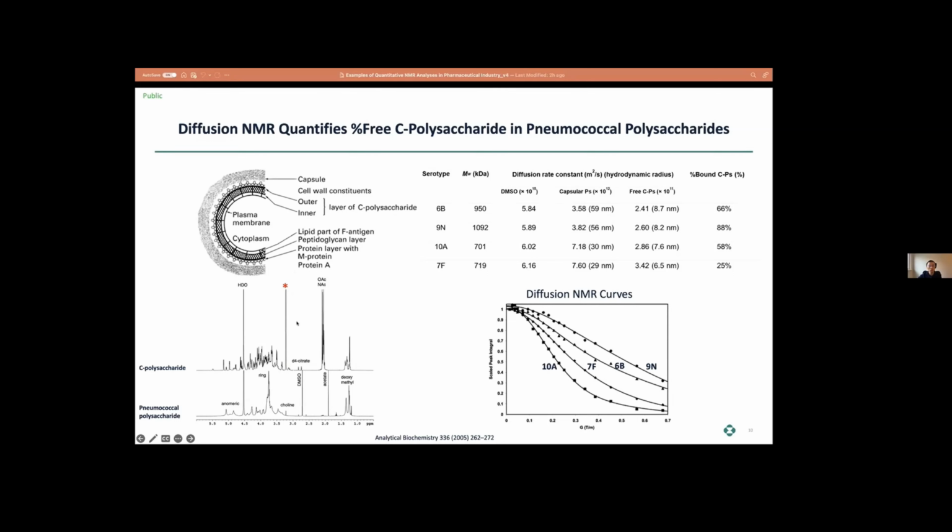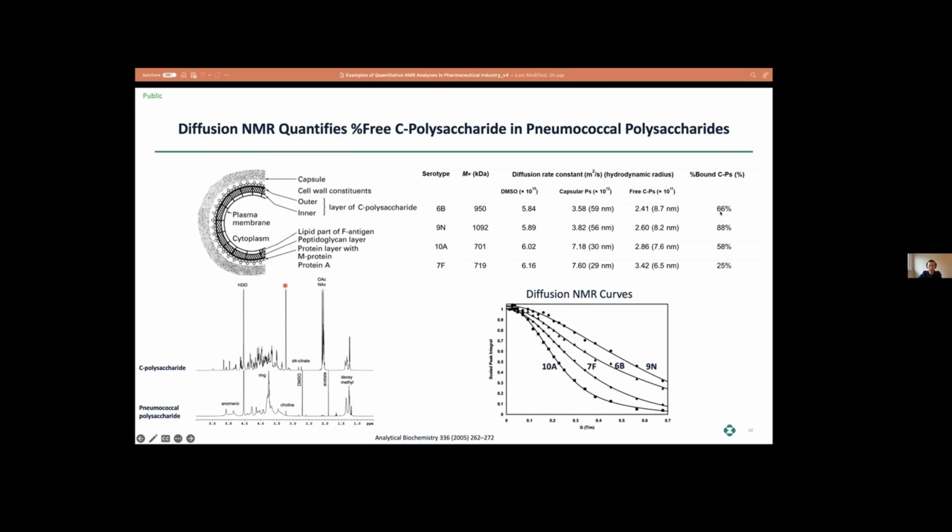So the way we try to separate these two is using diffusion NMR, and we're using a two-population model approach. One is tethered to the bacterial polysaccharide, another is free. So we use this model to deconvolute the diffusion NMR curves, and essentially we can get how much is tethered to the bacterial polysaccharide outside the capsule polysaccharides, and the remaining will be just the free polysaccharide.